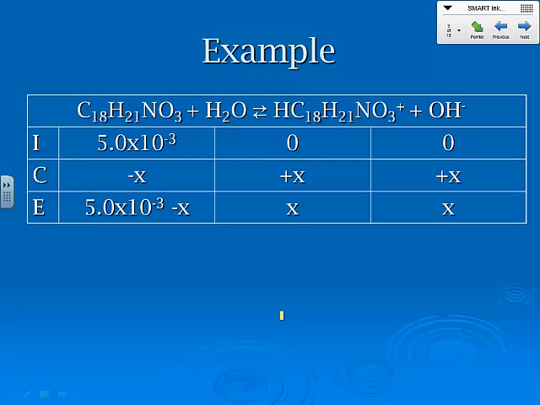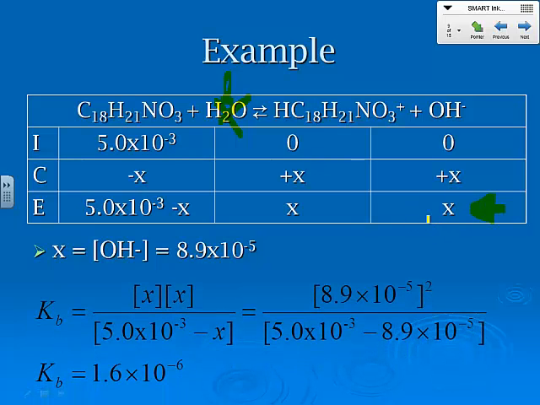Now we've got to go back to our ICE table. So we've got our setup here. Remember, we've got water on here, but because it's a liquid, it's not included in the equilibrium expression. And we already found our x. Remember, we just found out what the hydroxide value was. So now we know our x value, so we can plug and chug. Remember, we don't ignore the x when we know what it is.